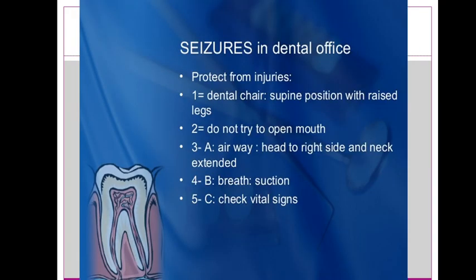Seizures in dental office: protect from injury. We have to protect from injuries. Dental chair must be in a supine position with raised legs. Do not try to open the mouth. Keep the airway open, head to the right side, and neck extended, with suction. And then we have to check vital signs.